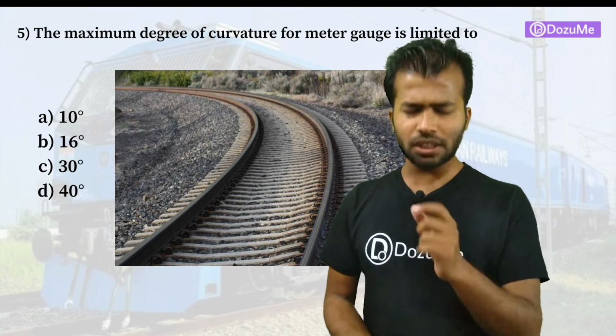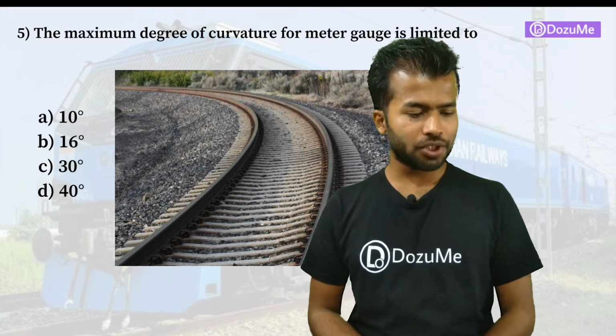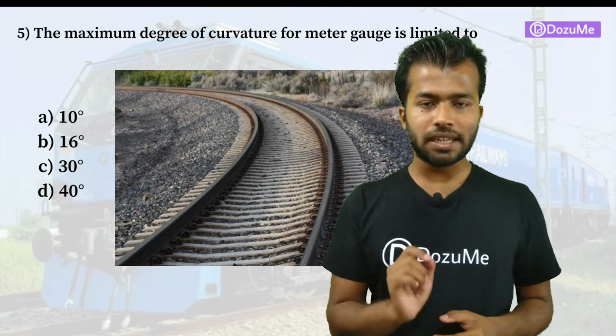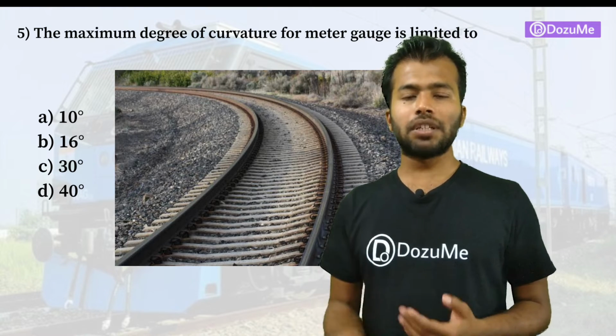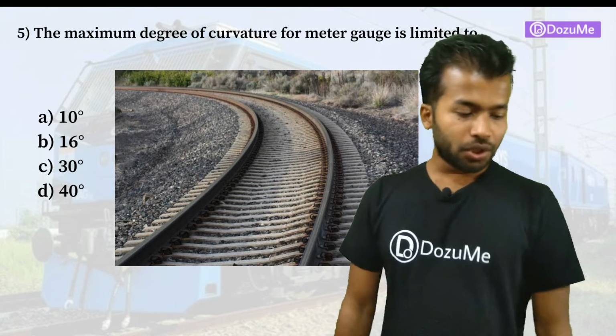is 40 degree. Note it down, the important points. It will help you in future. So for the broad gauge, the maximum permissible limit is 10 degree. For the meter gauge, the maximum permissible limit is 16 degree, and for the narrow gauge, the maximum permissible limit is 40 degree. Okay.